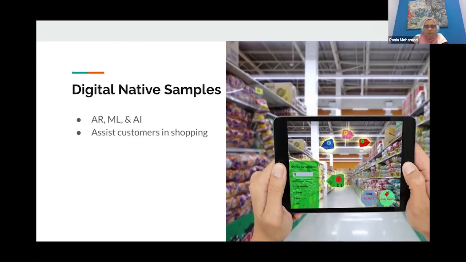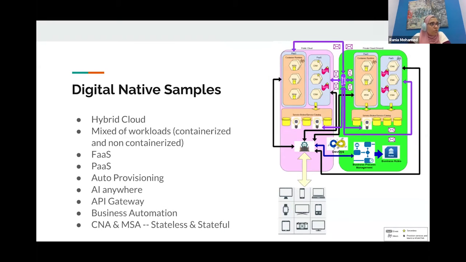This is a sample of the architecture. Again, it's just a sample to show you how we can implement digital natives. Usually, whenever you are implementing digital native, you are not relying on one cloud. You are relying on different clouds, and sometimes on-premises running applications or data residing in data centers, and as well edge computing.